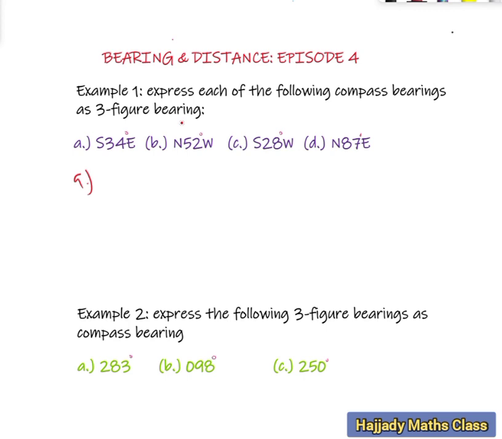Now doing 34 degrees southeast, drawing out our 4 cardinal points. Here we have this to be our north, east, south, and west. So our 34 degrees is going to be between south and east. So from south going to east, this is where 34 degrees will be.